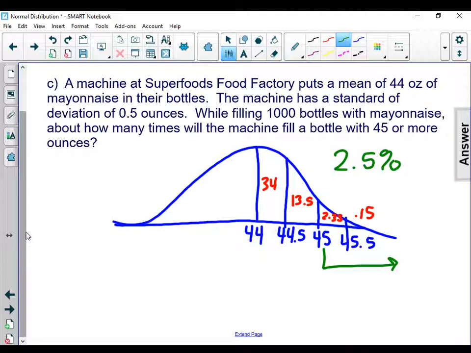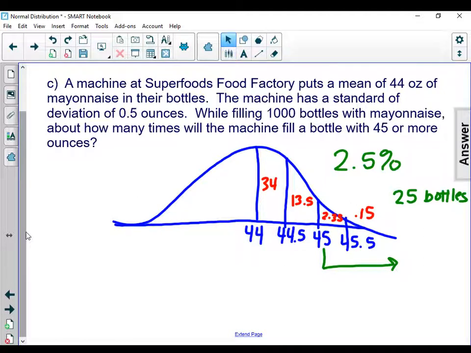25. So like I said, make sure you're paying attention to what they are asking you. So how many times? 25 times or 25 bottles or whatever, instead of just a percentage.